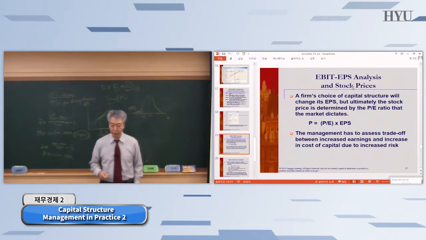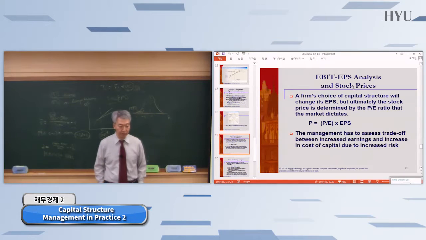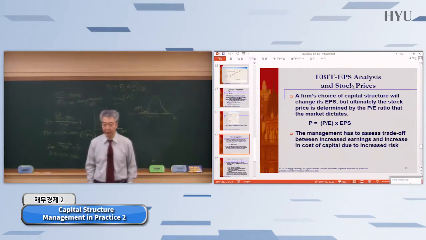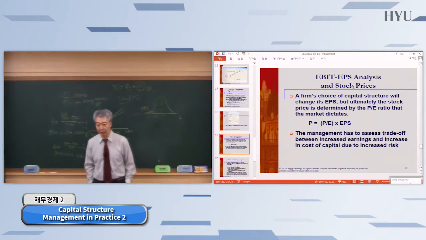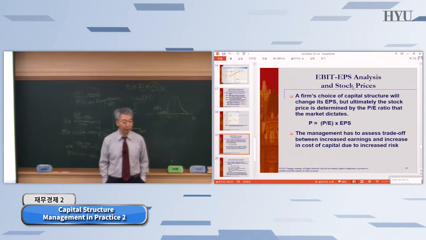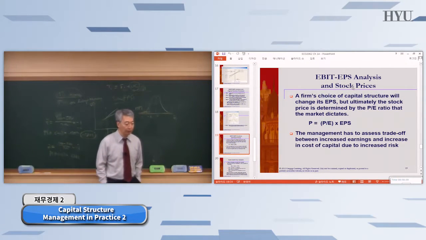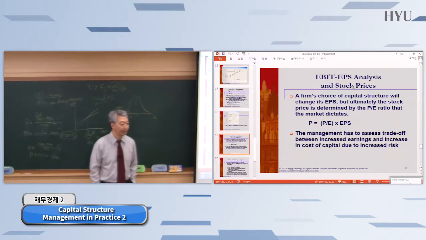However, there is what is called the PE ratio, the price-earnings ratio. And the price-earnings ratio, as you know, is stock price divided by earnings per share. So what that means is the actual stock price will be PE ratio multiplied by EPS. And who determines PE ratio?